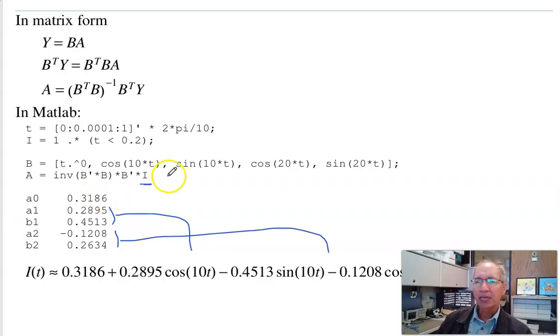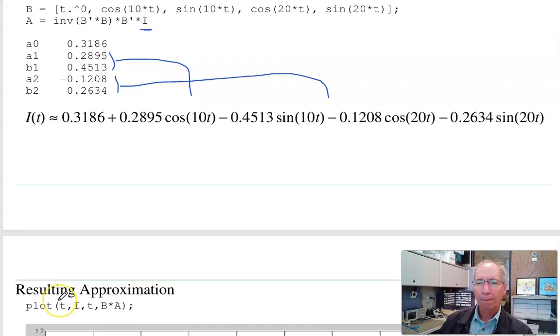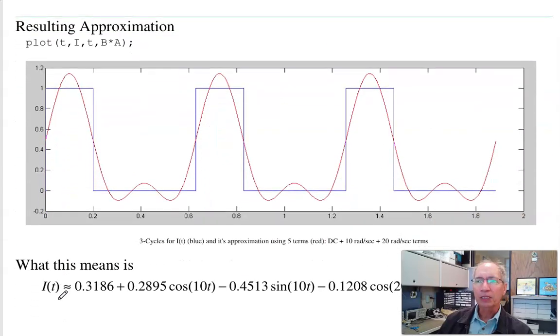So using MATLAB and least squares curve fitting, I can come up with a sine wave approximation to the current, the input. If I plot it, and MATLAB can plot that as t versus I, that's the blue line, t versus my curve fit, the curve fit is b times a, that's the red line. It's not perfect. As I add more and more terms, it'll get better and better. But what that means is, at least going into the second harmonic, this is I of t.